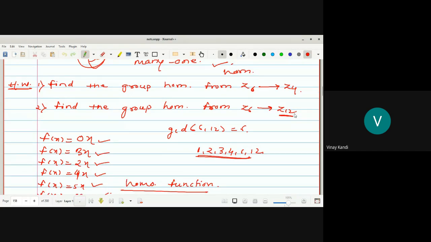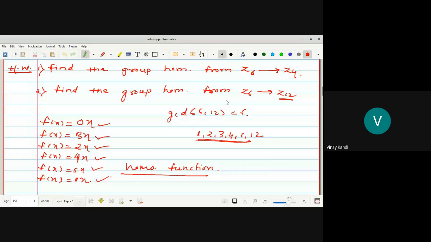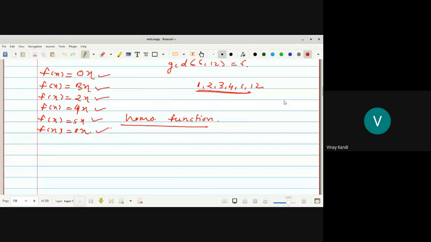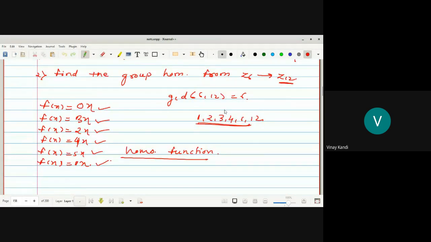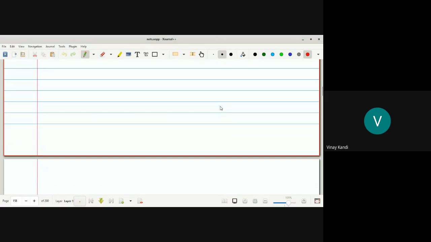GCD of 6 and 12 is 6. So there are 6 homomorphisms from Z6 to Z12. Okay, you haven't done it. One more example here, then we will go ahead. Find the group homomorphism from Z5 to Z5.